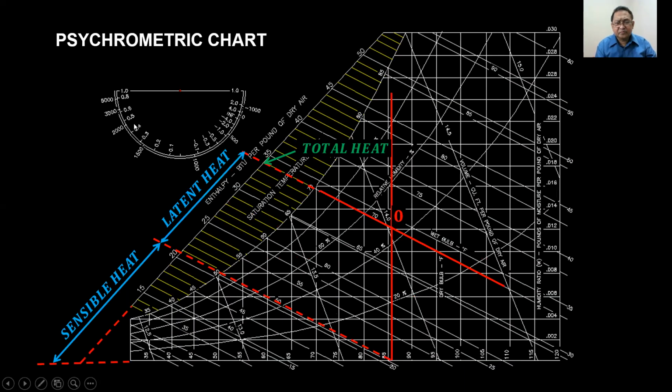So in this case, like say you have a given point O, you have a total heat of 34 BTU per pound of dry air, and it has two heat components, the sensible heat and the latent heat. So this scale here, from this point here going up, this one will be your sensible heat, and this one will be your latent heat. So this will be the two components, and the sum of the sensible heat and the latent heat will be the total heat, or the enthalpy in BTU per pound of dry air.